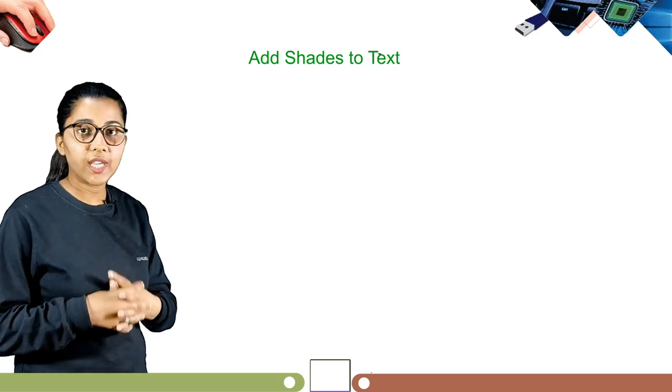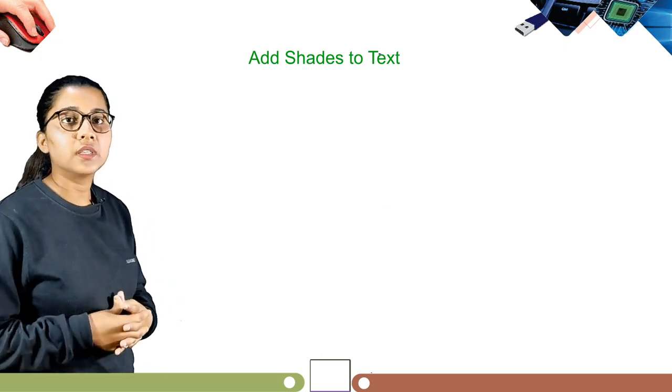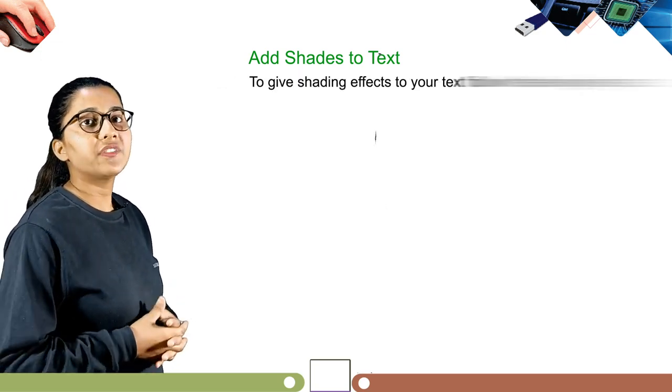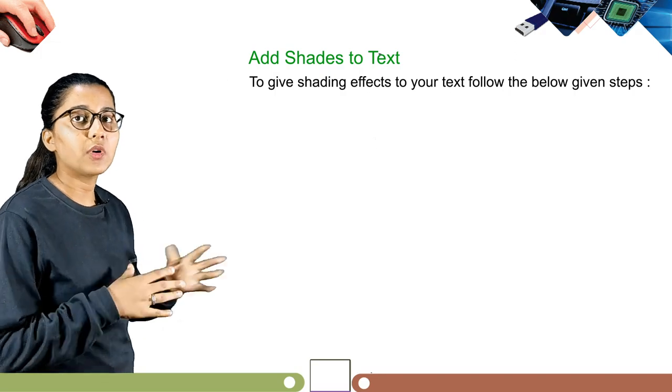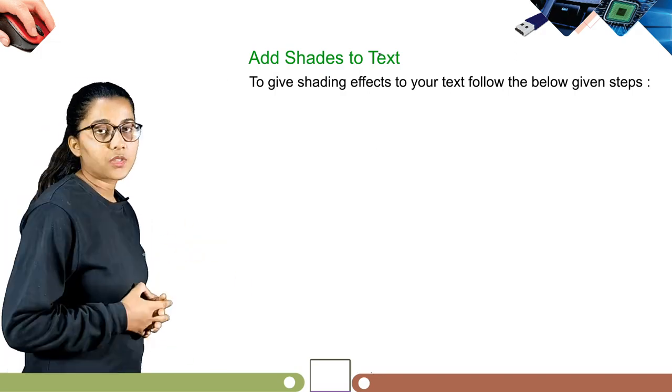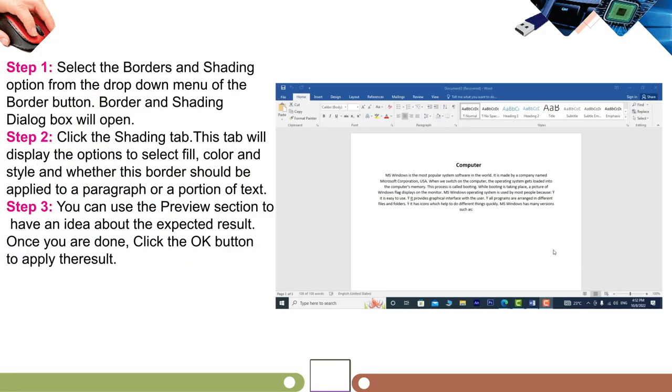How will you add shades to your text? Let's learn about it. To give shading effect to your text, follow the below given steps. So our first step is select the borders and shading option from the drop down menu of the border button. Border and shading dialog box will open.